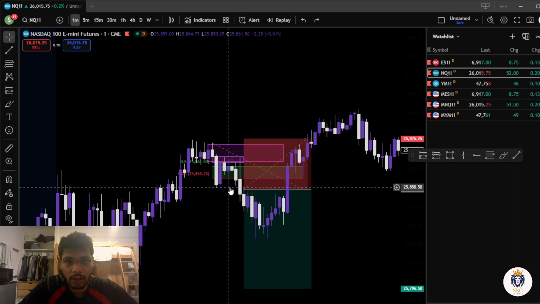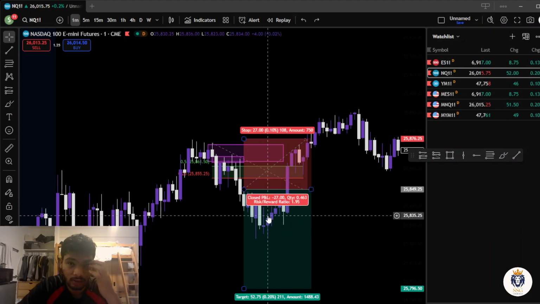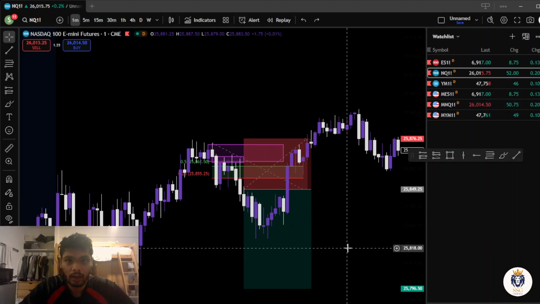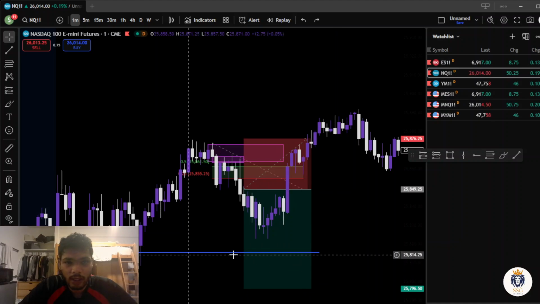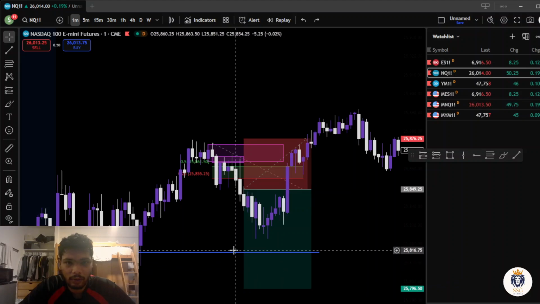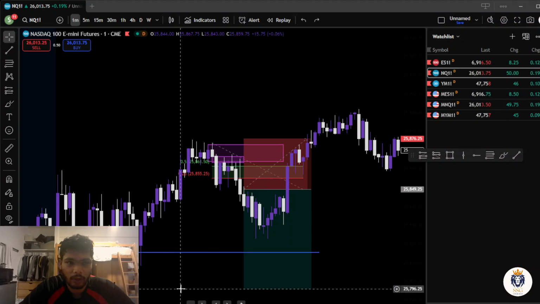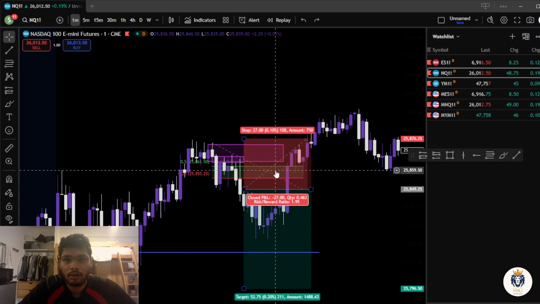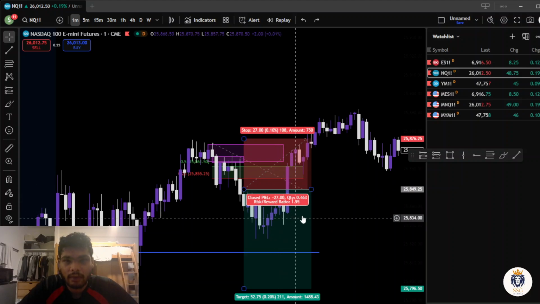And when it broke structure here, I entered the trade, as you can see here, and I had my partial set up over here. So that was my first partial. This is my final TP. My partial was at about 1.2 RR, and my full TP was at 1.95 RR.